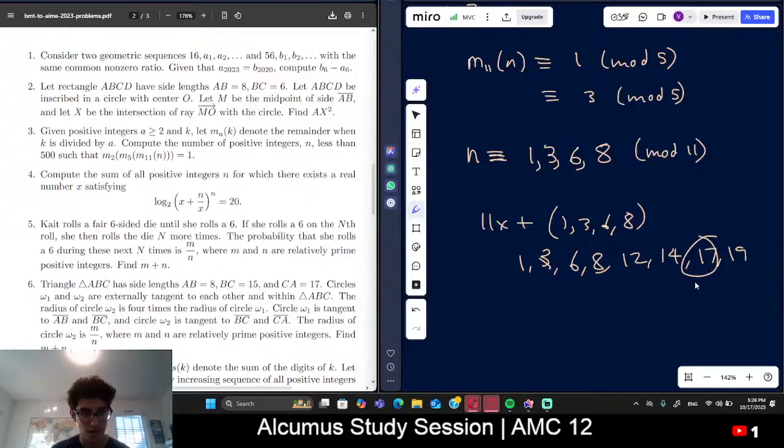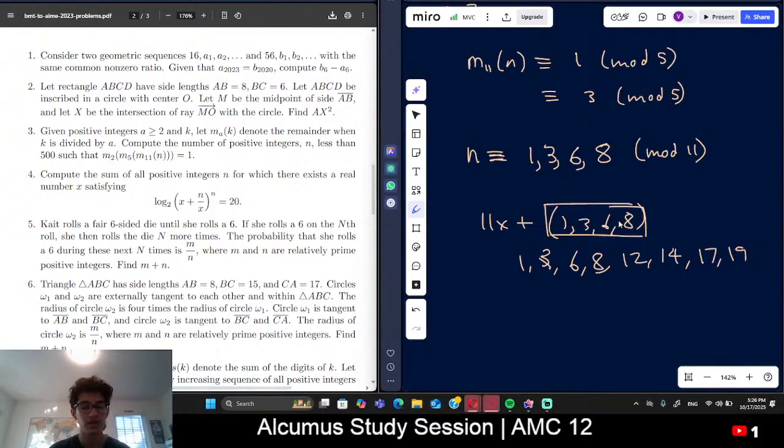Let's try 17 at random and see. So 17 mod 11 is 6, 6 mod 5 is 1, 1 mod 2 is 1. That works. 19 would be very similar. It would give you first 8 and then 3 and then 1. So all of these work. So what is our lesson from this? Every 11 numbers, you're going to have 4.